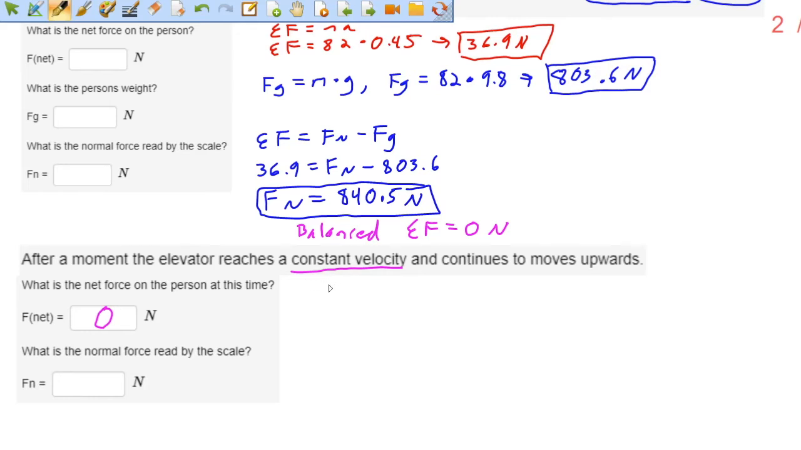Another reason is because constant velocity is telling us that acceleration is 0. Therefore, net force is equal to mass times acceleration. If acceleration is 0, this whole thing turns to 0. Next question, what is the normal force read by the scale?